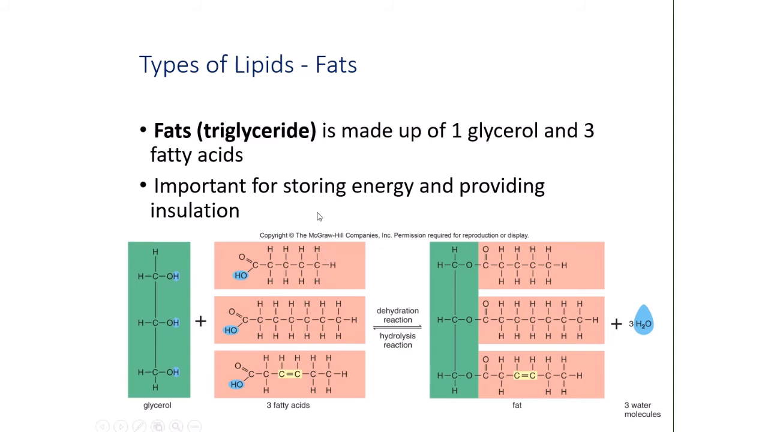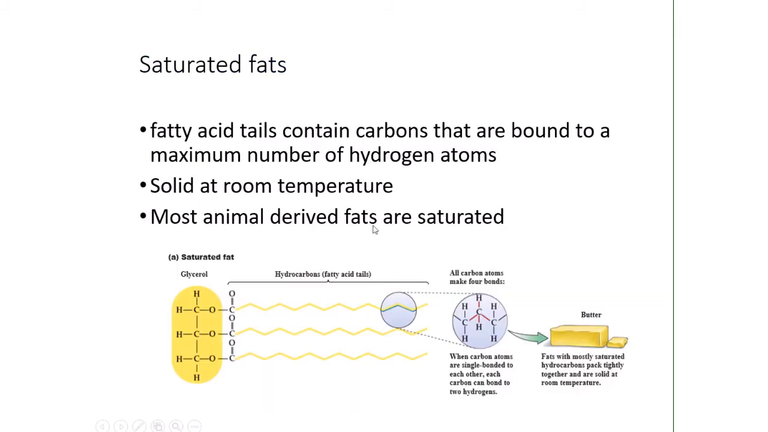So if all the carbons in the fatty acids are bound to as much hydrogen as possible, then we call that a saturated fatty acid, because it's saturated with hydrogen. So these saturated fatty acid tails will make the fat a saturated fat. Saturated fats are typically solid at room temperature, so you can think of butter. That's an example of saturated fat. Most animal-derived fats are going to be saturated fats.